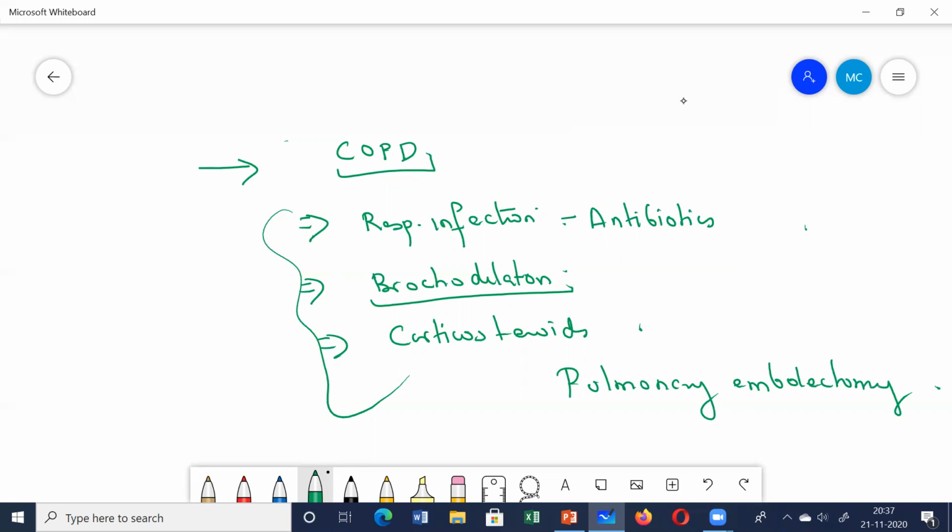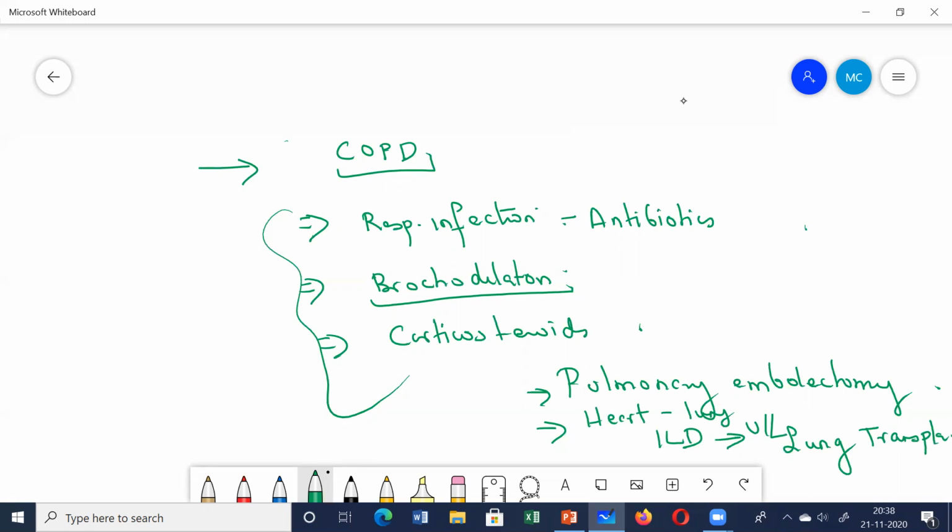Again, in those patients with primary pulmonary hypertension, you can go for heart-lung transplantation. If the patient has interstitial lung disease, then for the lung which is affected, you can go for a unilateral lung transplantation. So these are some of the surgical things which you can do: heart-lung transplantation, unilateral lung transplantation. So this is all about it.